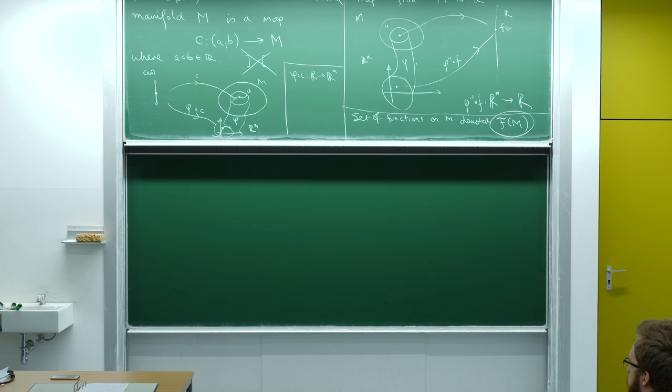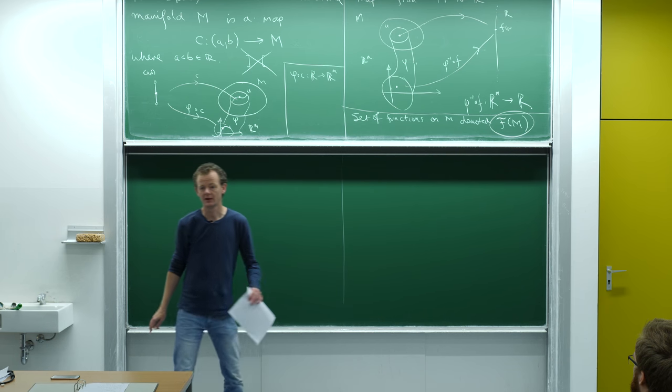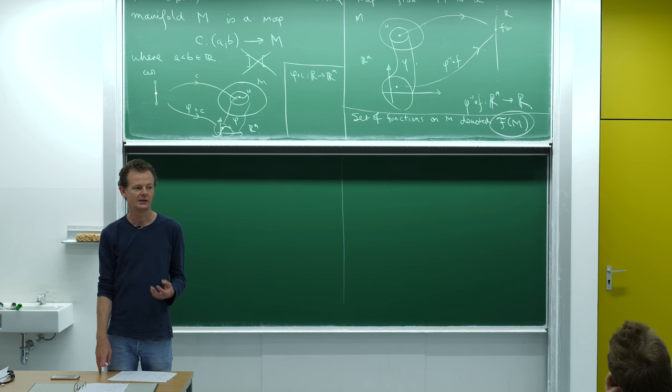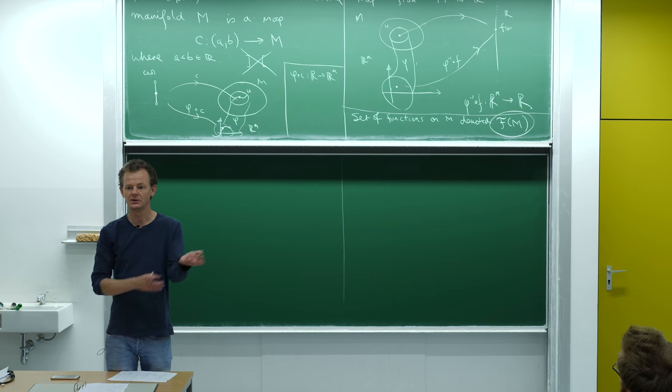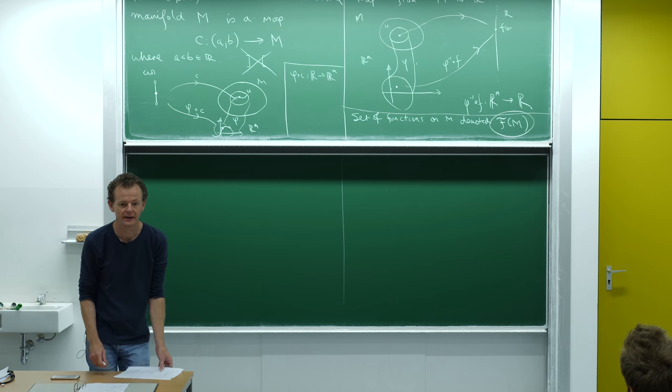Alright, so that's it for our category. The set of things that we're going to talk about are k or m dimensional manifolds. The set of maps between them are going to be smooth maps. That's our category we're going to talk about from now on.